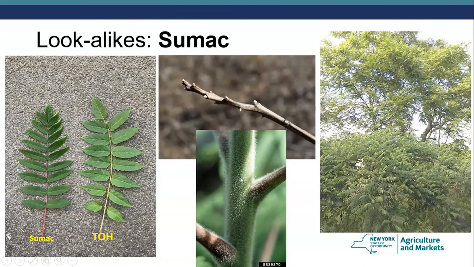The most common type of sumac that you'll see in the environment is staghorn sumac, Rhus typhina, which has a very fuzzy stem and leaf petiole, but there's also a smooth-branched one called smooth sumac, Rhus glabra. So it could be either smooth or hairy.